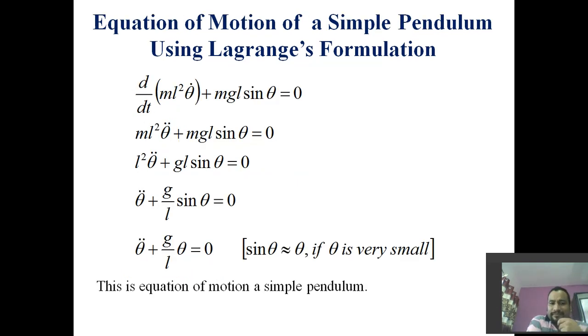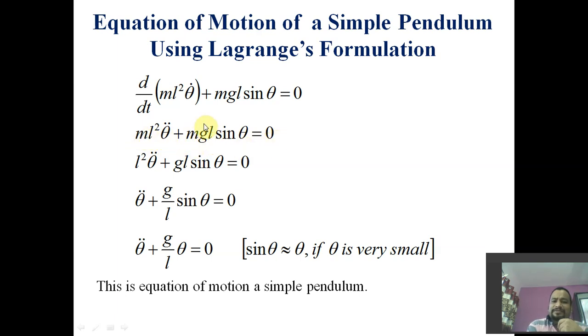By putting ∂L/∂θ̇ in the Lagrange's equation here, we get d/dt (ml² θ̇) plus mgl sin θ, that is ∂L/∂θ is here, and in between there is a minus sign, but minus mgl sin θ makes it positive, is equal to 0. Therefore, by taking the derivative of this term with respect to t, we get ml² θ̈ plus mgl sin θ equal to 0.